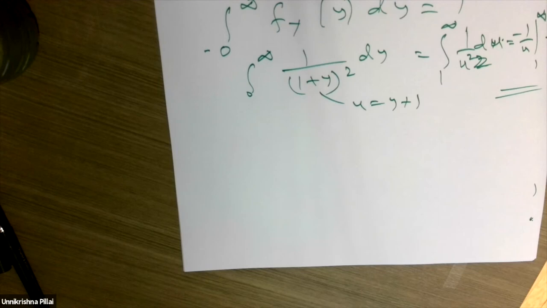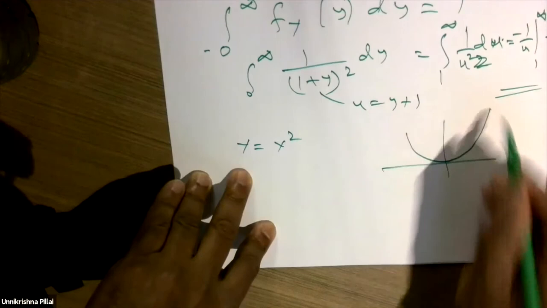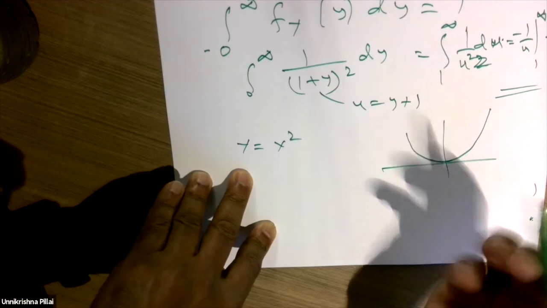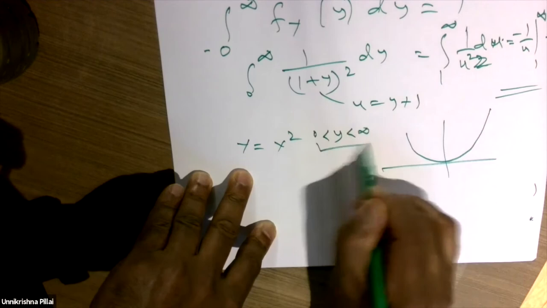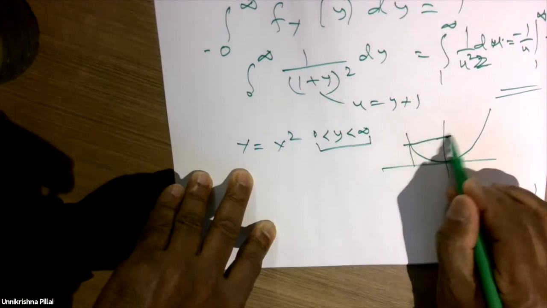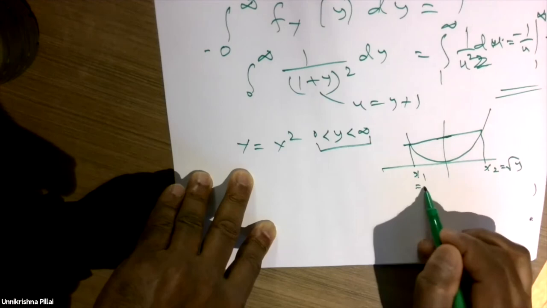So let's do a couple more examples. Let's say y equals x squared. So I draw the graph. I'm going to do this quickly. What am I supposed to do? Yeah, find the range. As x goes between minus infinity to plus infinity, what is the range of y? All right, so I figured this out. This is number 2. Then pick a y, find the roots. I see that there are 2 roots here, x1 and x2. So x2 is square root of y, x1 is minus square root of y.